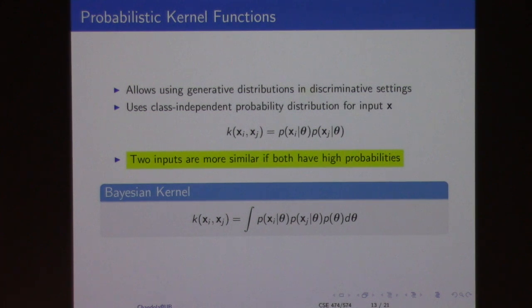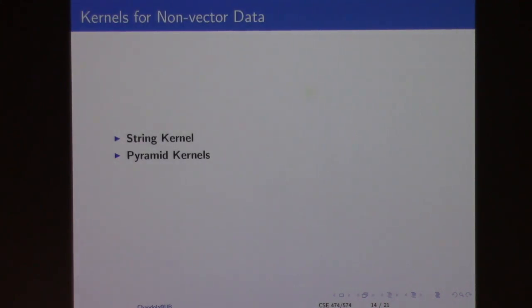You can also come up with Bayesian kernel functions, where you say that I do not use a point estimate for my theta, right? But I assume that I have some probability distribution over theta as well. And then the Bayesian kernel will basically compute these values for every value of theta, and then you're going to do that integral that we love, right? So this is the idea.